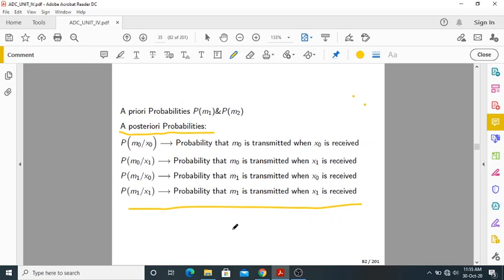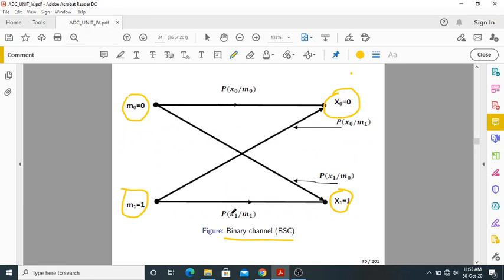Now, what is the logic? Here we have to take a decision. Suppose you are at the receiver side. You know what is received, but you don't know what is transmitted. Suppose x0 is received. What might be the transmitted signal? It can be m0 or it can be m1. We don't know. You have to take the decision.